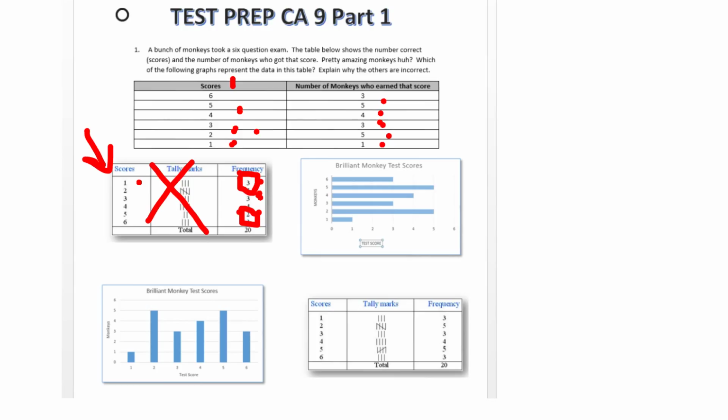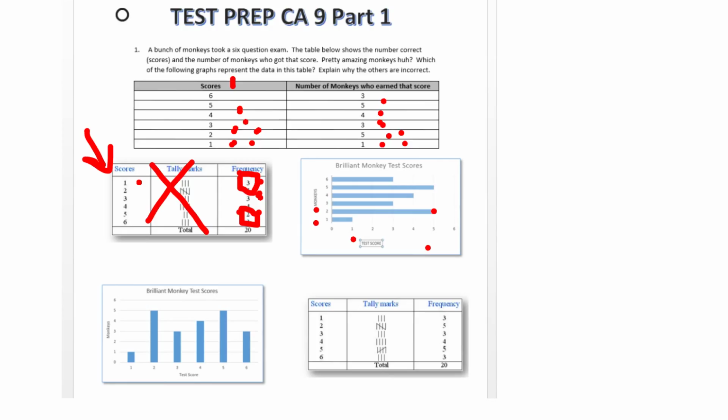All right. Moving on to the next one. This graph here, it says Brilliant Monkey Test Scores. Excellent. I like the title. And what we have here is, let's start looking at the values. When the score is equal to 1, the number of monkeys who earn that score equals 1 as well. When the score is equal to 2, the number of monkeys who earn that score is 5, which is right there on 5. Excellent. All right.